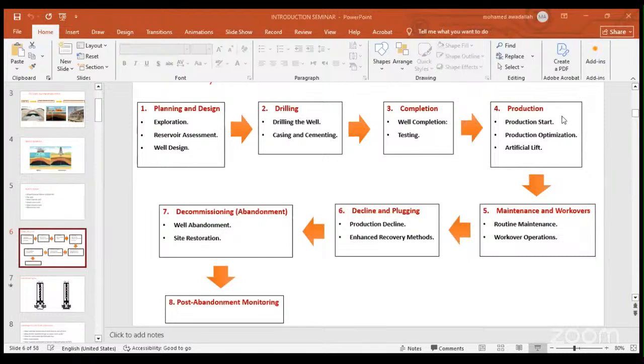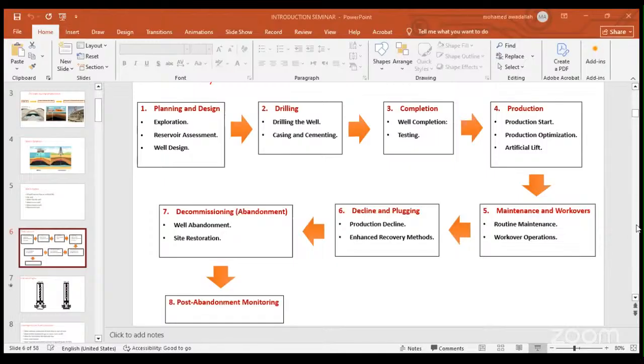We start production from the well and perform optimization and monitoring for the production rate and for the artificial lift, and perform optimization and monitoring if we want to increase the rate or decrease the rate to control the drawdown from the reservoir.